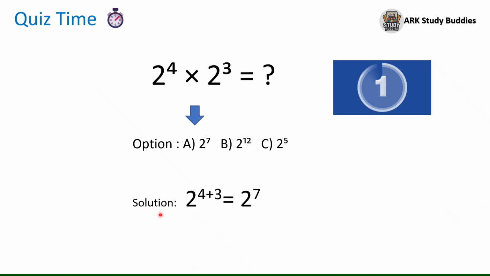So the solution is 2 to the power of 4 plus 3, that equals 2 to the power of 7. That means option A is the answer.